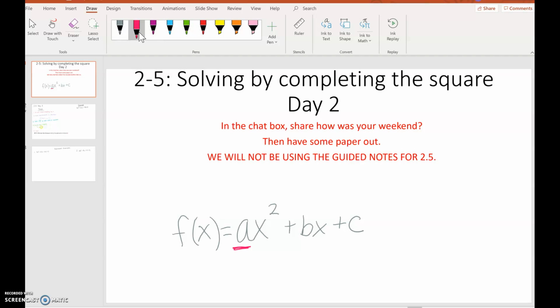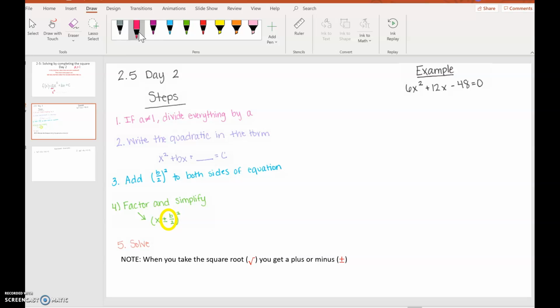So we always just saw x squared and then plus something afterwards, right? Or minus. Now we're going to be looking at when a is greater than 1. So today is when a is greater than 1. Let's go ahead and take a look at our first example. These steps here are the exact same as what we did in 2.5 day 1, and so you do not need to write them again since we already have them written in our notes.